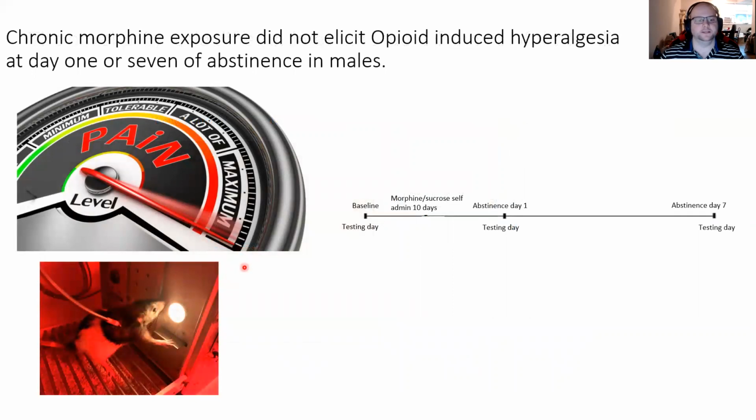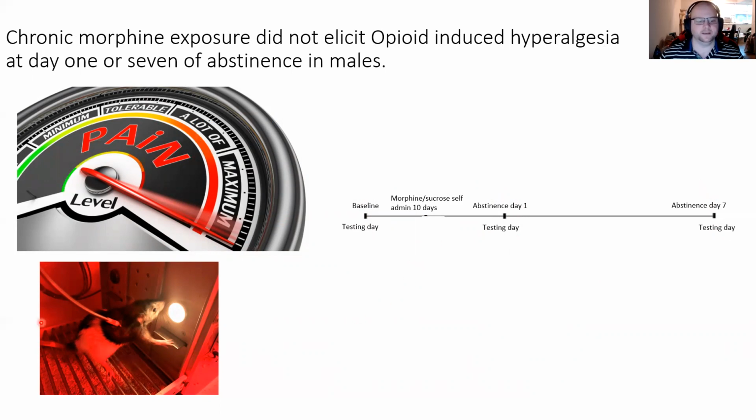Opioid-induced hyperalgesia is defined by the National Institute of Health as a heightened sense of pain sensitivity due to long-term use of opioids. Here is our timeline showing how we tested and what the animals received. So at baseline, they were tested, abstinence day 1 and abstinence day 7, they were tested, and they had 10 days to self-administer either morphine or sucrose.